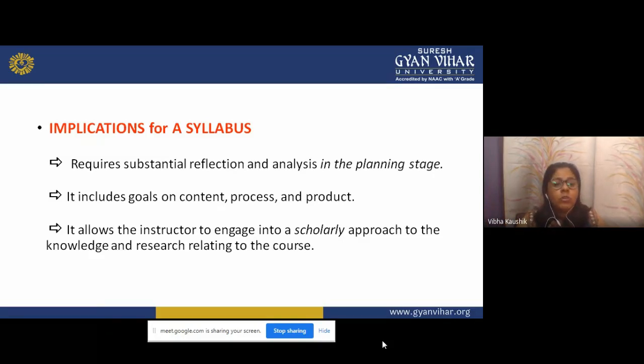It includes goals of content, process, and product. Now, our syllabus should include that these are the goals of the content which we are going to teach. This will be the process, how will we teach, and the product. Now, these are the learning outcomes. It allows the teacher to engage in a scholarly approach to the knowledge and research related to the courses.